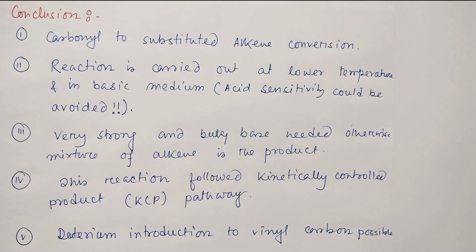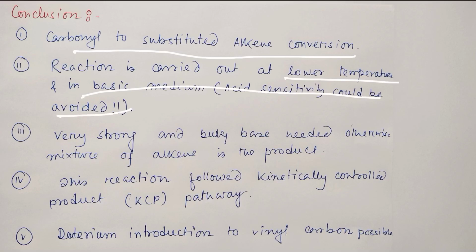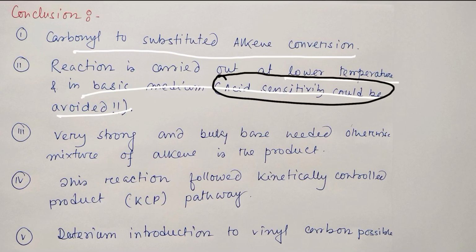So in conclusion, what have we learned in total? First of all, carbonyl group to substituted alkene conversion is possible by the Shapiro reaction, and this reaction is carried out at relatively low temperature and in basic medium. What is the advantage of basic medium? If an acid sensitive group is present in the molecule, the general method will result in something else. For example, the carbocation method, acid method, may hamper it, but in this case, if there is an acid sensitive group, it will not be a problem, because we are using a strong base.